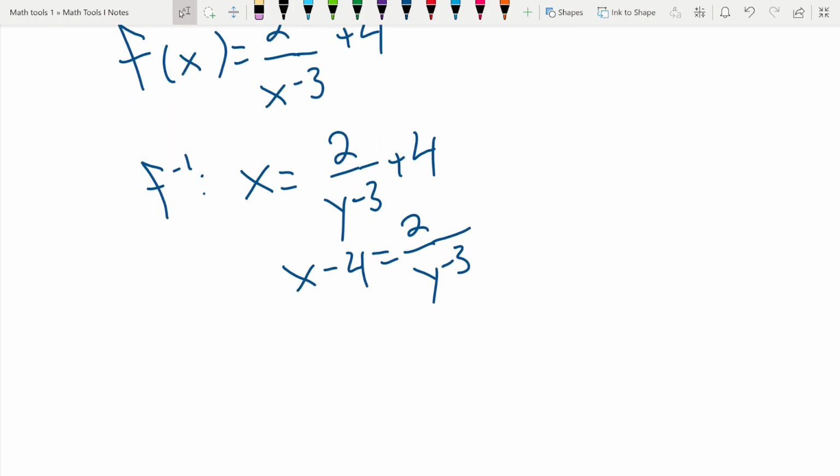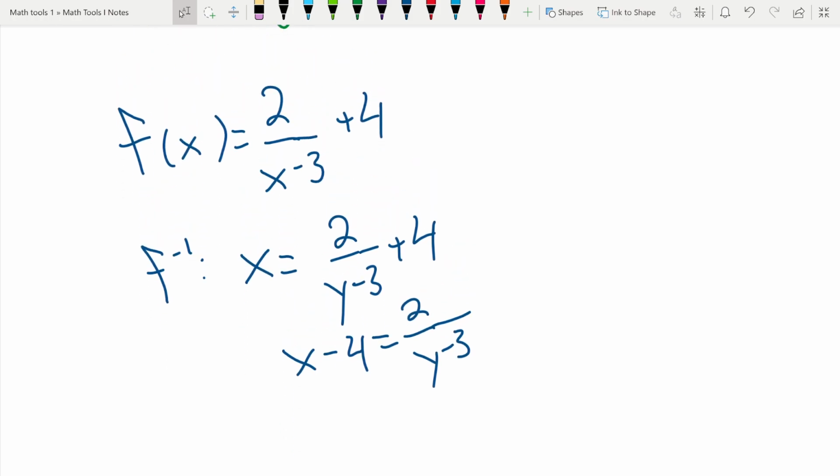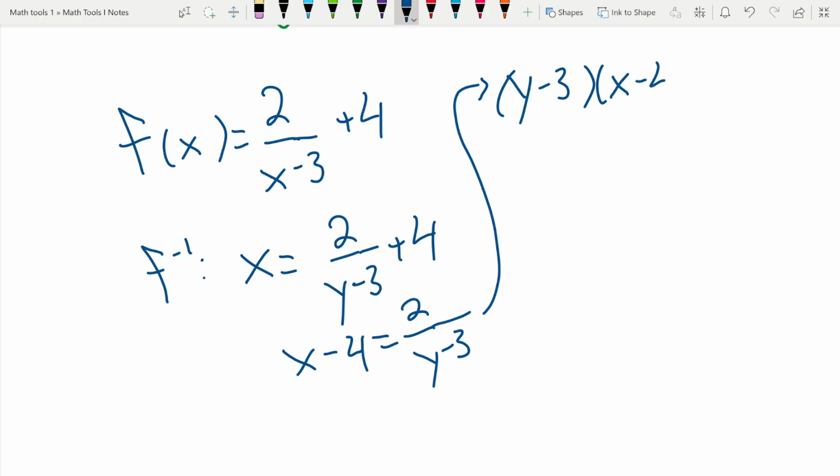Now this can look a little bit tricky here. In general, if you have the variable you want isolated in the denominator, you've got to multiply on both sides by it. So we'll do (y minus 3)(x minus 4) equals 2. Multiply both sides by y minus 3. Now we don't want to multiply this out because it's going to make it more complicated.